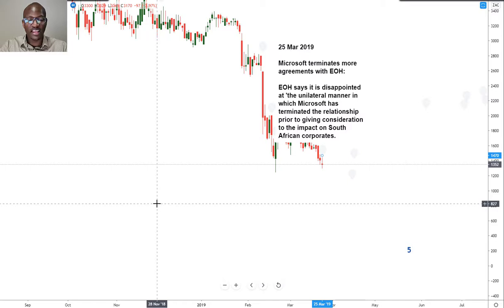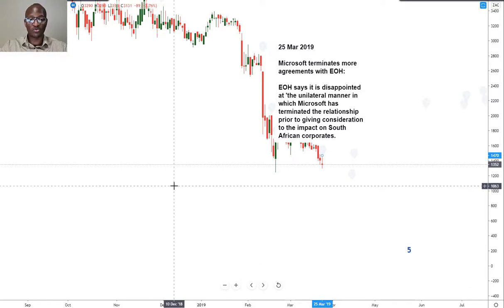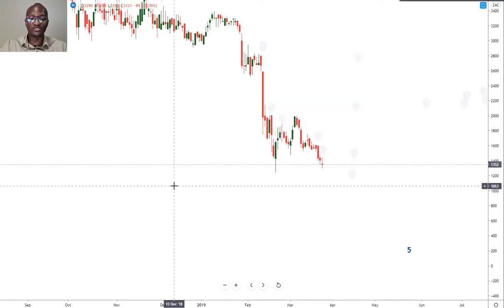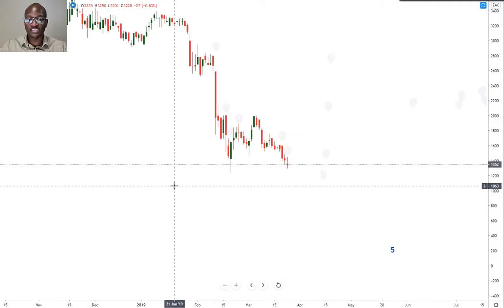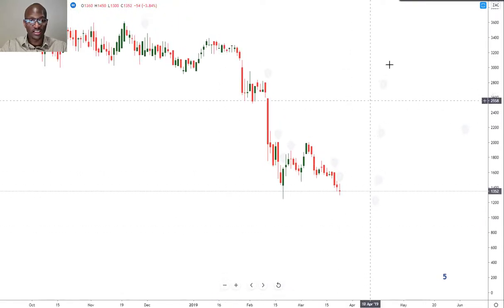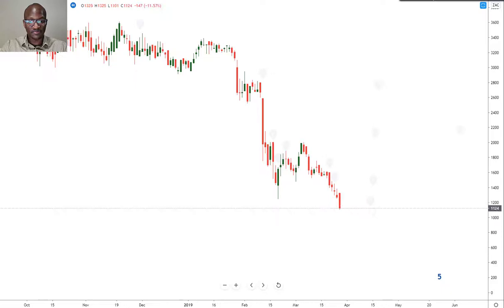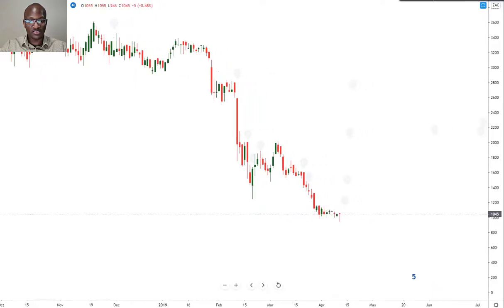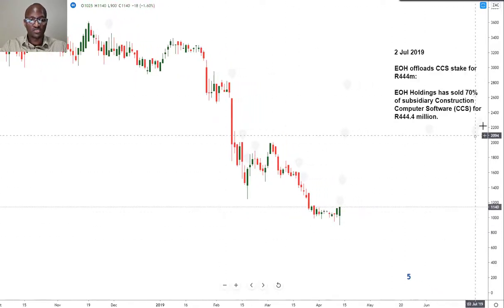And another update as Microsoft terminates more agreements with EOH. EOH says it's disappointed at the unilateral manner in which Microsoft has terminated the relationship prior to giving consideration to the impact on South African corporates. So Microsoft is clearly doing the best they can to distance themselves from EOH. And the market resumed down.